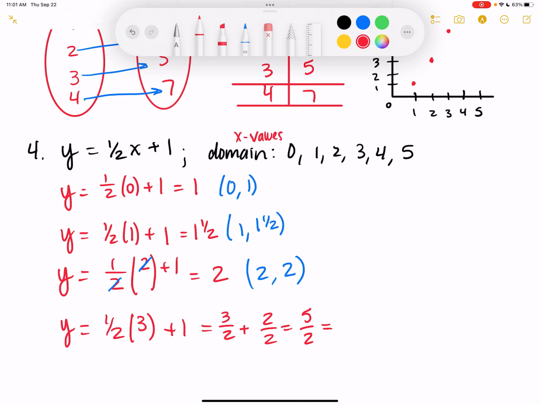How many times can 2 go into 5? 2 times, and then I'll have the one thing left over, so it'll be 2 and 1/2. So this ordered pair will be 3 and 2.5.